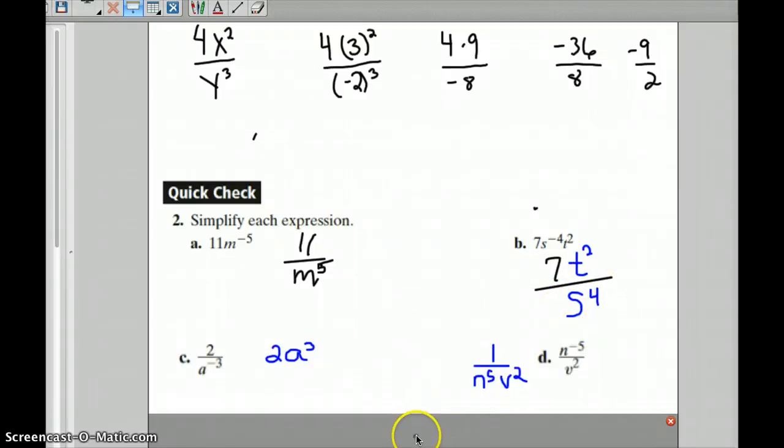Let's look at two more. We have 2 over a to the negative 3. And again, we have this negative third power, okay? So we're going to use that negative up and move the a to the third to the numerator. So now we have 2a to the third. Over here in D, we have n to the negative 5, and we already have a v squared in the denominator. Now, the v squared can't move because it has a positive exponent, but the n to the negative 5 can come down.